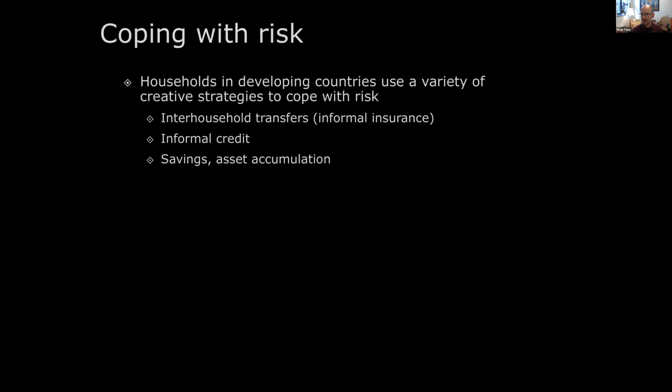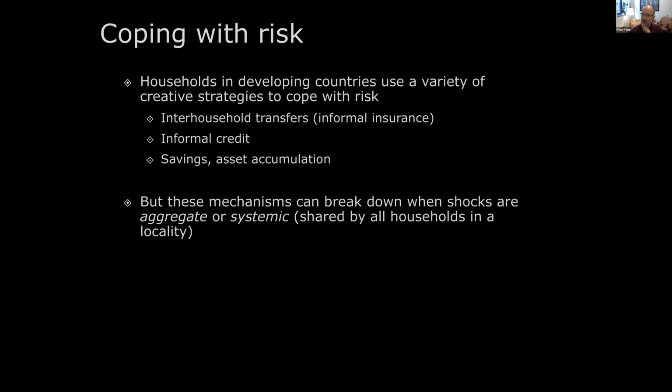Okay. In the interest of time, I'm not going to say much about coping with risk, but just to tee up Mushfiq Mubarak's lecture coming up in a couple of weeks. We know that households in developing countries use a variety of creative strategies to cope with risk: inter-household transfers, risk sharing within a social network, informal credit, savings and asset accumulation. And one key point that's very prominent in the development literature is that these mechanisms often break down or aren't as effective when shocks are aggregate or systemic, shared by all households in a locality.